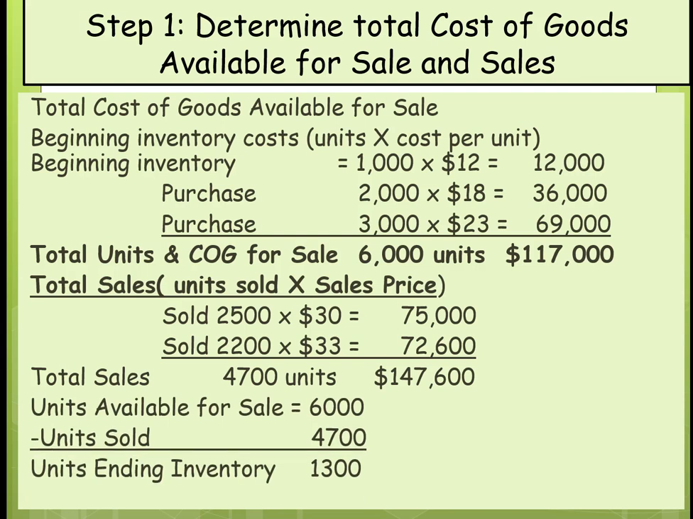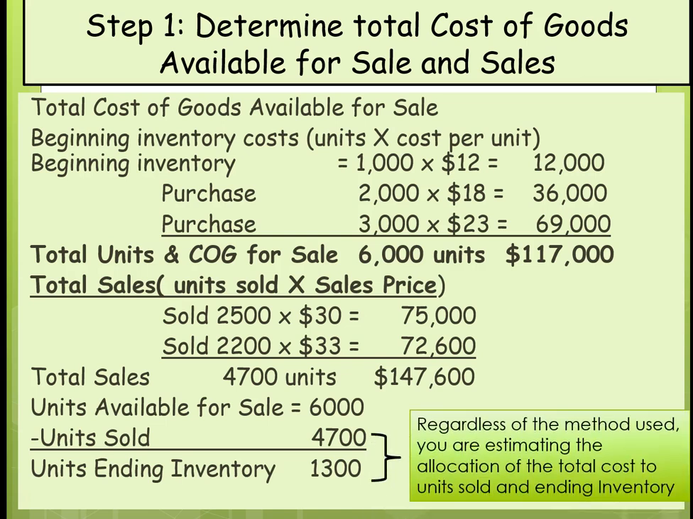But this is something you should always do. The units available for sale, subtract the units sold, and that gives you your ending inventory. Make sure that when you add your units together, you get units available for sale. And when you allocate the cost, make sure that they equal the total cost of goods available for sale. So now we're going to look at FIFO.